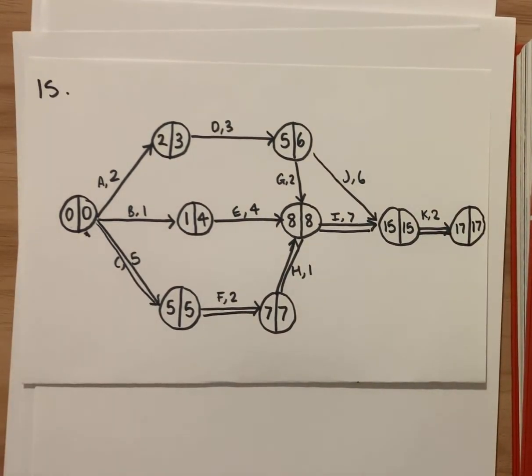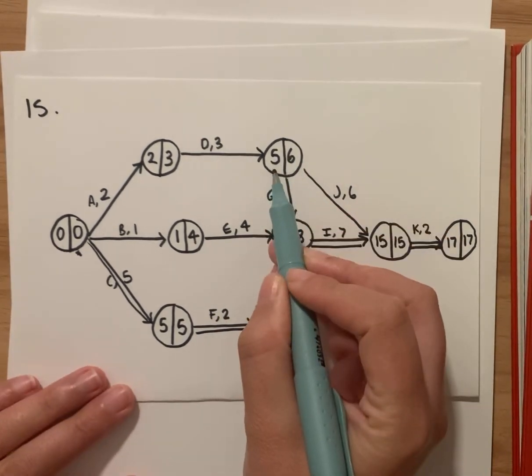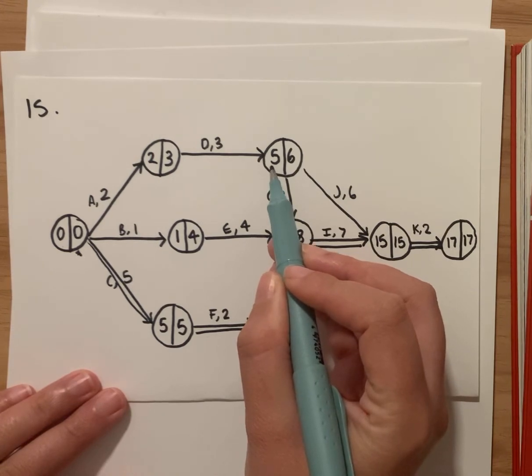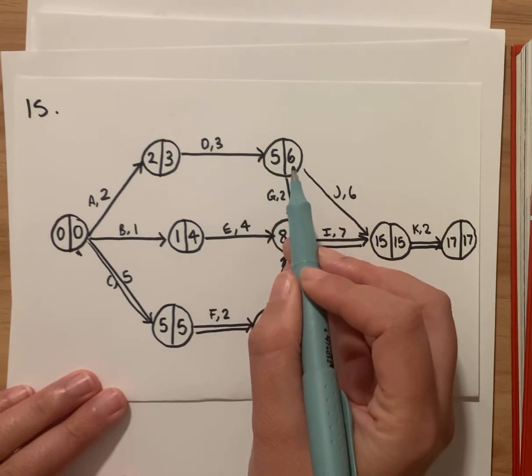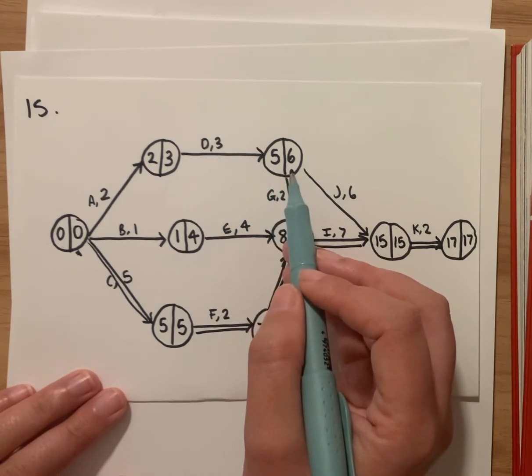Now, what's the question actually asking us? So it says if activity G is delayed by 5 hours. So where's activity G? So activity G is up here. It's got an earliest starting time of 5 hours and it's got a latest starting time of 6 hours. So that means that this activity can start at 5 hours, but it can also be delayed by 1 hour and start at 6 hours.